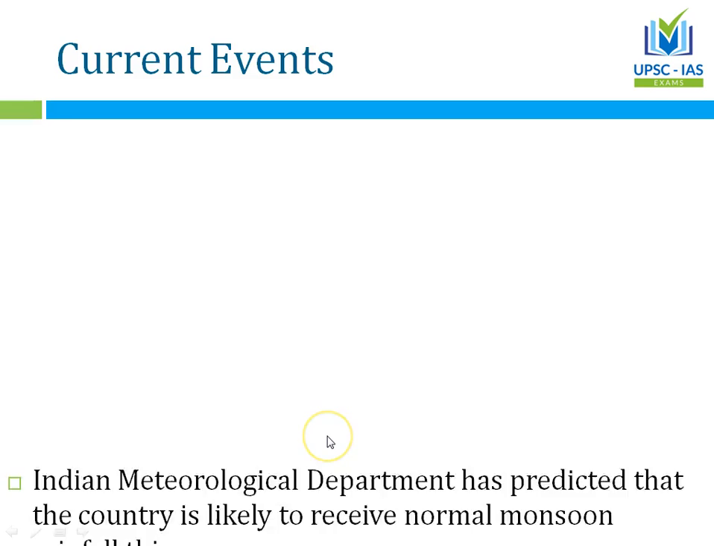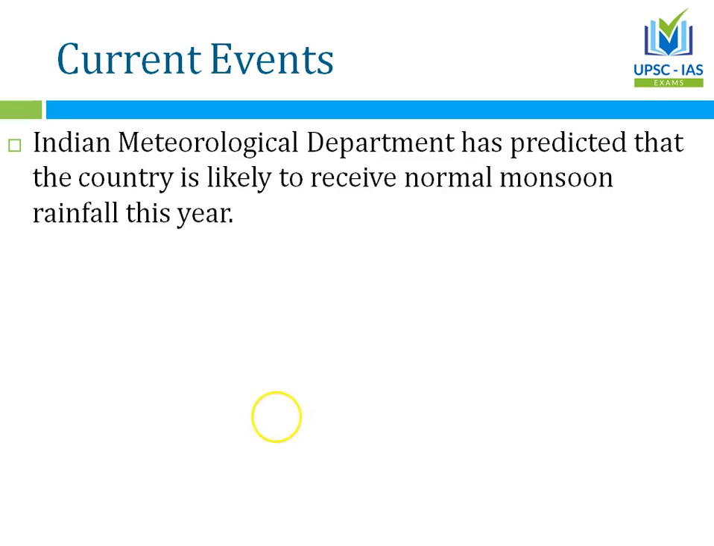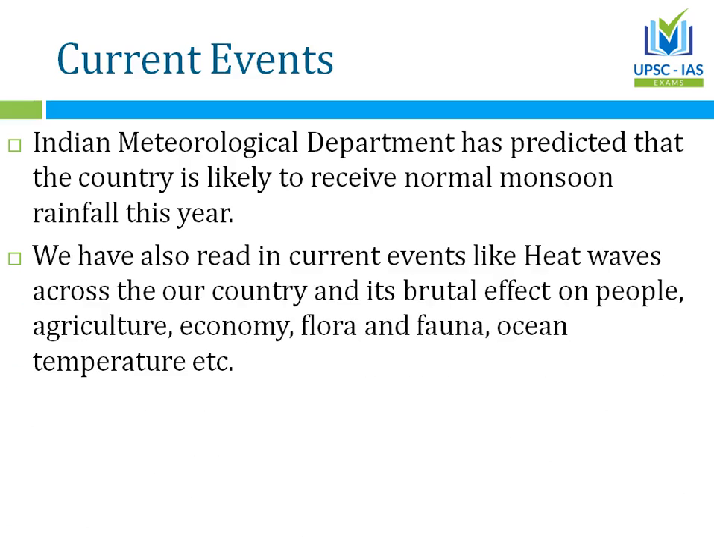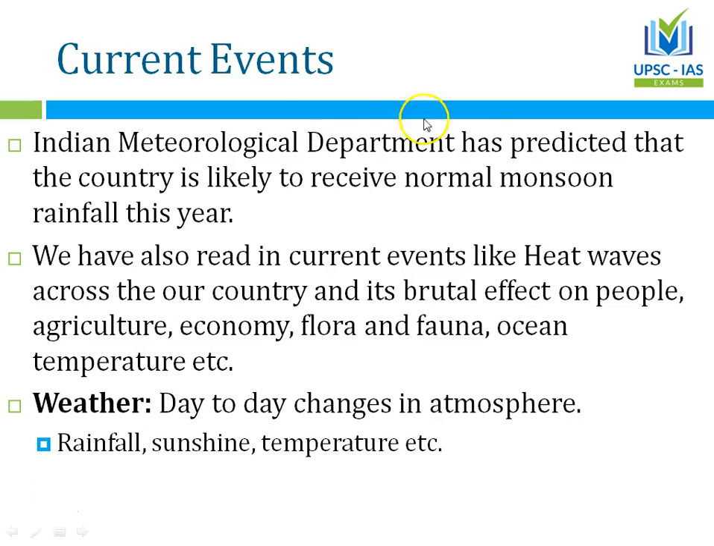So let's move ahead. Current events: we have talked about already that the country is likely to receive normal monsoon rainfall this year. We have also read about heat waves, right? And it affects people because human beings are dying. It impacts agriculture, it impacts the economy, it impacts flora and fauna. We have discussed forest fires are increasing in our country. Then many species of birds and animals would die because of the non-availability of water. Ocean temperatures are rising, things like that.